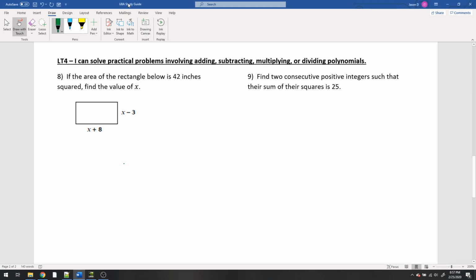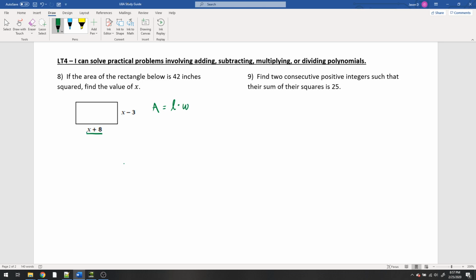Learning Target 4 is all about word problems, and we've got two of them for you here that have quadratic equations in their setups. The first question, 8, is about a rectangle whose area is 42 inches, and we need to find the value of x. One thing we know about rectangles is that their area is equal to length times width.